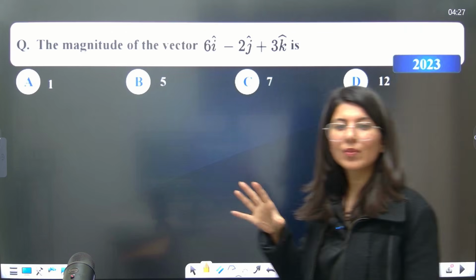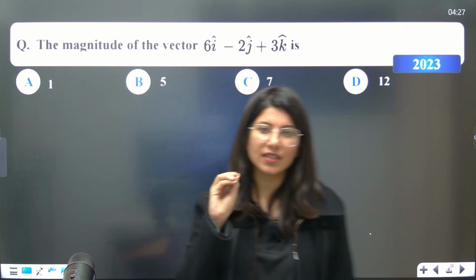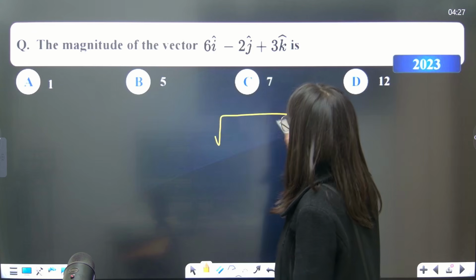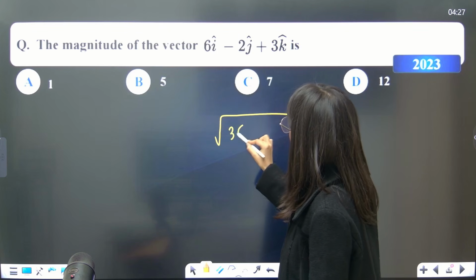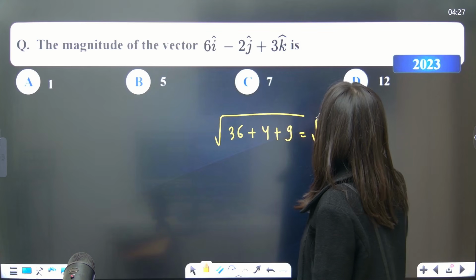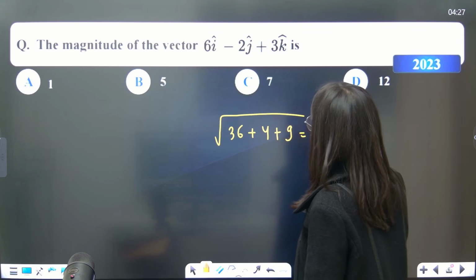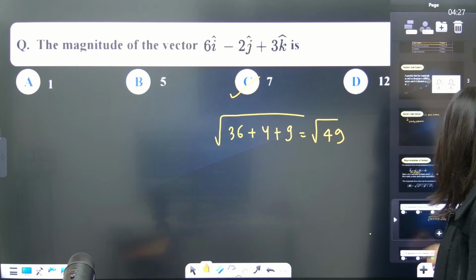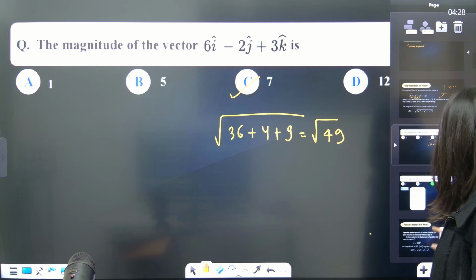Right away we have a question which was asked in CBSE 2023. The magnitude of this vector is what they are asking. Very simple, square root of 6 square is 36 plus 2 square is 4 plus 3 square is 9. Square root of 49 will be equal to plus 7. Option C is absolutely right. Easy peasy, 1 marker question. Next question on your screen.